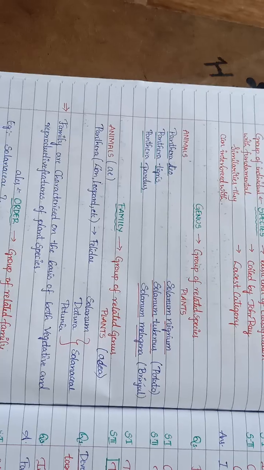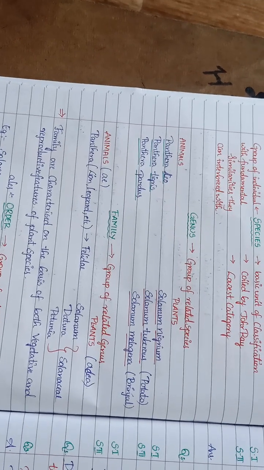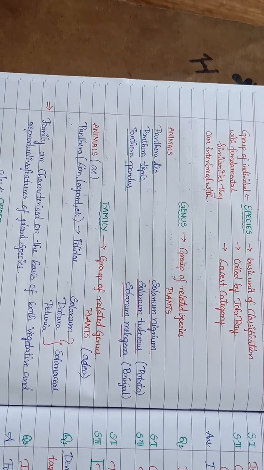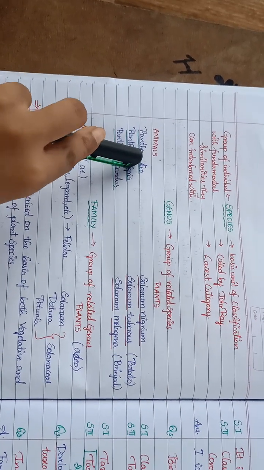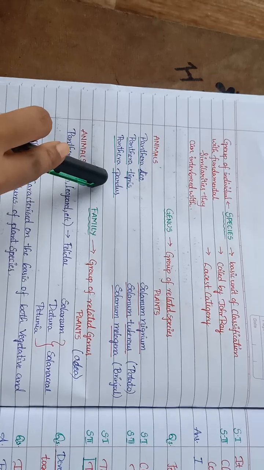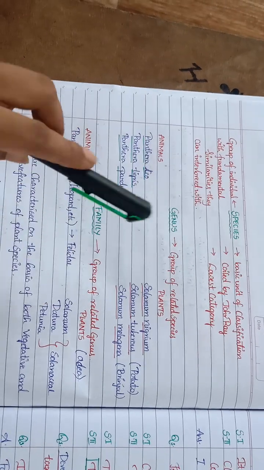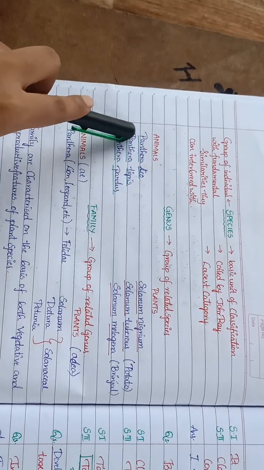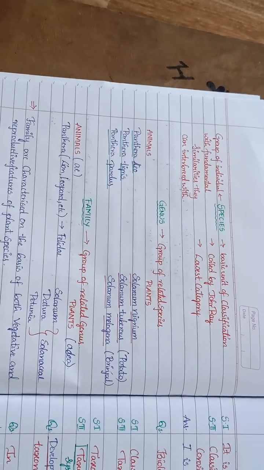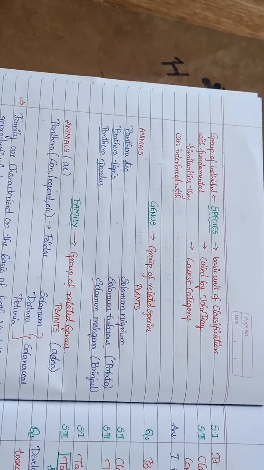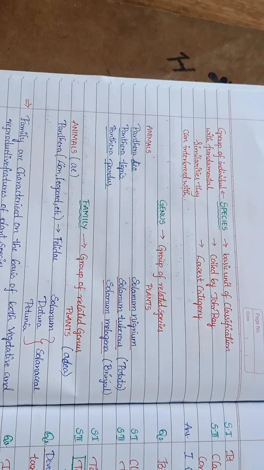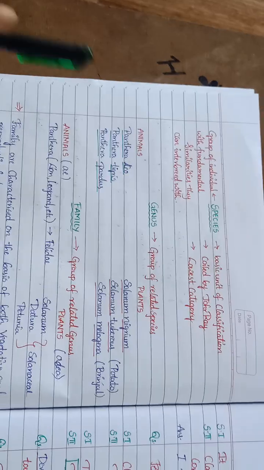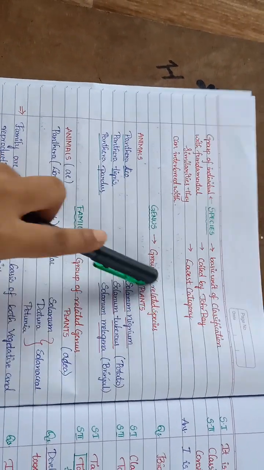For example, in animals we have Panthera leo, Panthera tigris, Panthera pardus. Leo is lion, tigris is tiger, pardus is leopard. These three belong to the same genus called Panthera. Right? Now coming to plants. Solanum nigrum, Solanum tuberosum, Solanum melongena. These all belong to the Solanum genus.